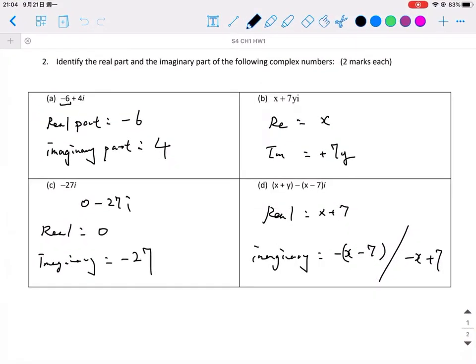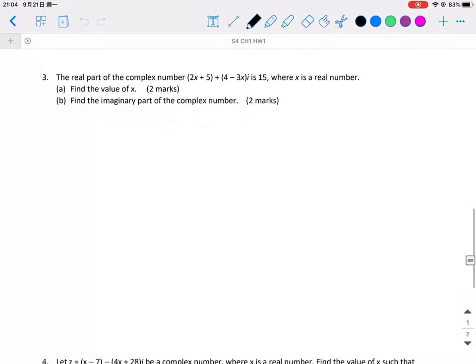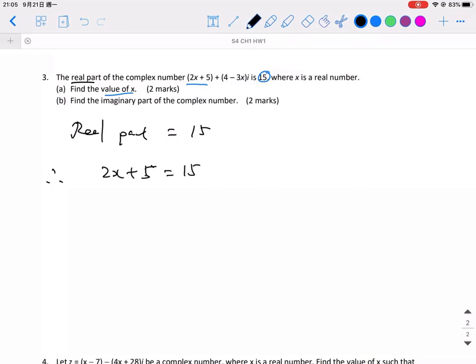And for question number 3, remember the real part of the complex number. Which one is the real part? 2x plus 5 is the real part, and it is 15. So first of all, find the value of x. Therefore, real part is equal to 15. So 2x plus 5 equals 15, and you just solve this equation, and you will get x is equal to 5. This is part A.